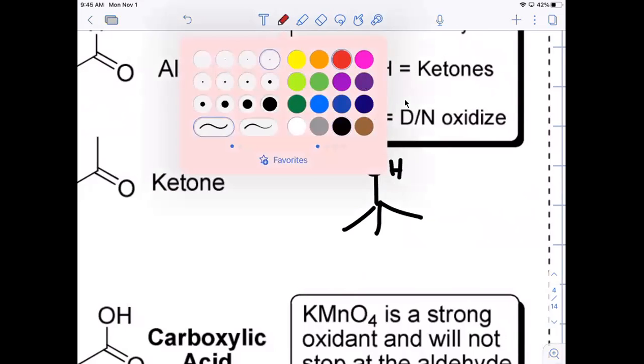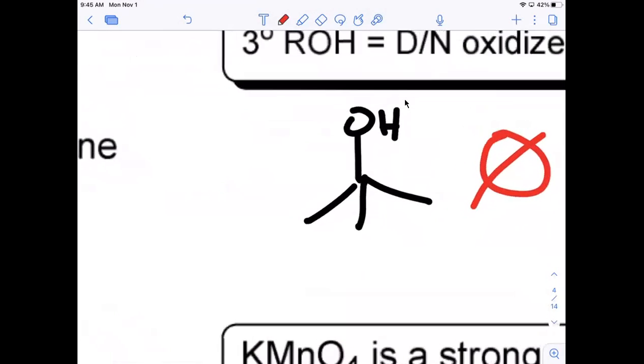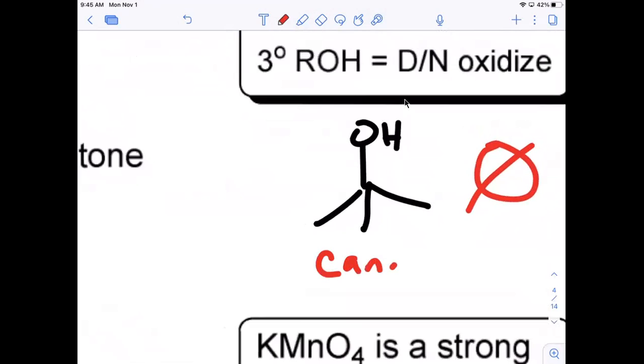Why can't I oxidize this? Think about what I just showed you. It's a tertiary alcohol. Say that again. It's a tertiary alcohol. But why can't we oxidize it? You're right about that. It is tertiary. But why won't it oxidize? What am I lacking?